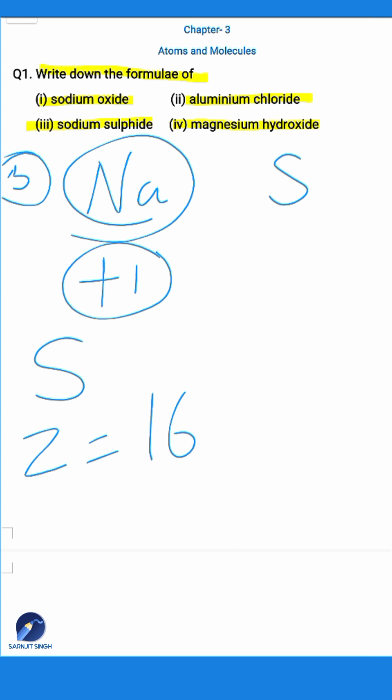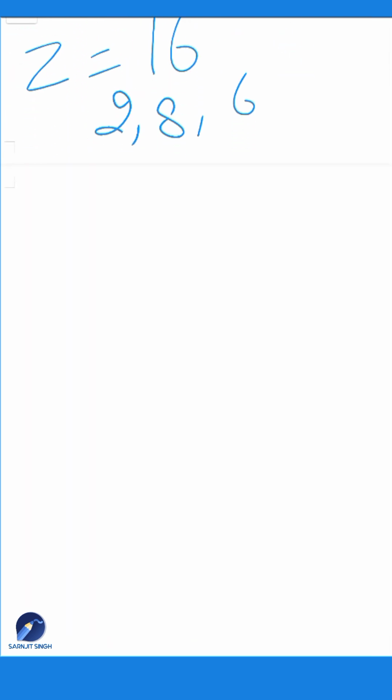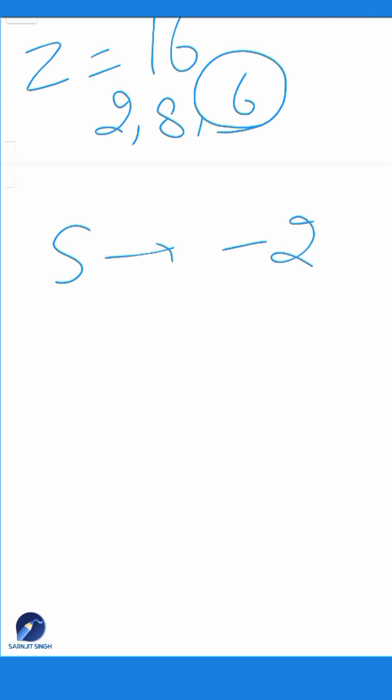So what is the electronic configuration? 2, 8 and 6. That means in the first shell 2 electrons are there, in the second shell 8, and in the third shell 6 electrons are there. But we know that the outermost shell should have 8 electrons. So for sulfur it is easier to gain 2 extra electrons instead of losing 6 electrons to complete its octet. Octet means 8 electrons. That is why sulfur has valency -2, because sulfur will gain 2 electrons.